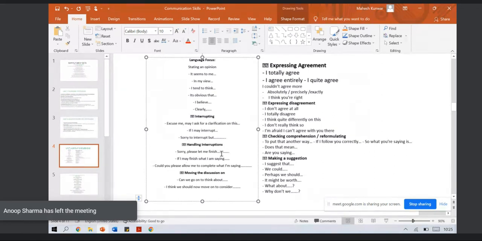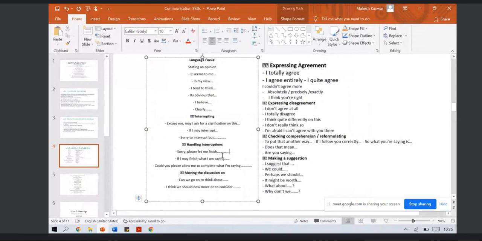"May I finish what I'm saying?" This is how you can handle the interruption. "Could you please allow me to complete what I'm saying? Could you please allow me a minute or 30 seconds more to complete my point of view?" So this is how you can handle the interruption.